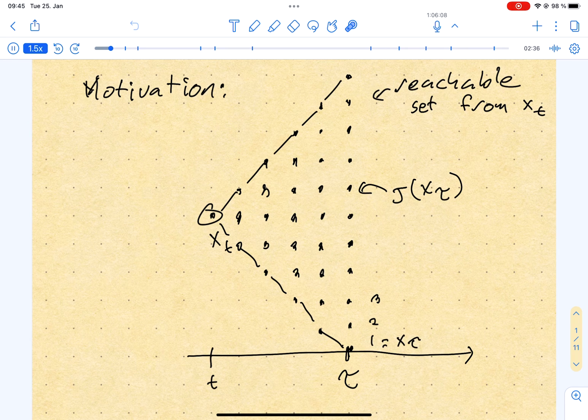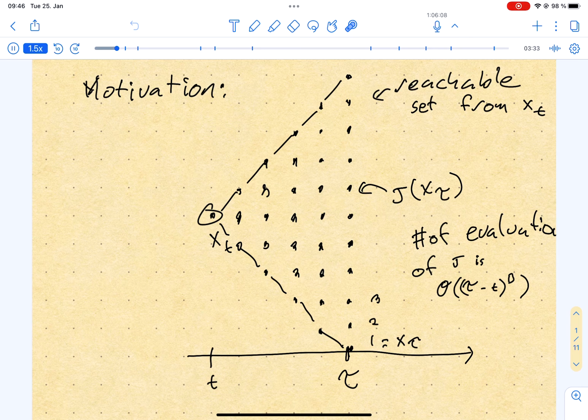It's doable, but as the dimension increases, it becomes a lot harder, right? Because this is a kind of volume in space, and so the number of evaluations of j is order tau minus t raised to the dimensionality of your space, roughly in this kind of simple place where your transitions are sparse. Now your transitions might not be sparse; they might just be approximately sparse.